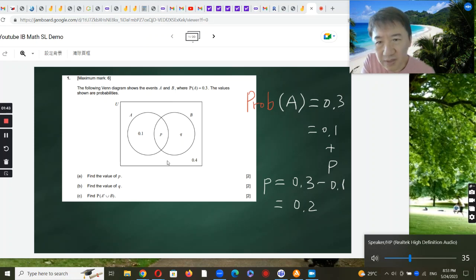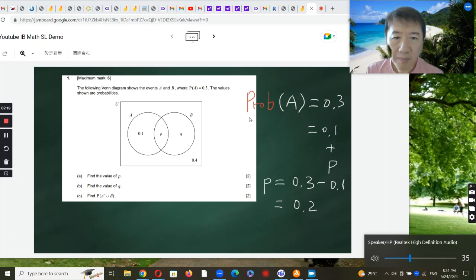So you have a Venn diagram, with event A and event B. The probability of event A is 0.3, which just consists of the number 0.1 here and this p. And then event B is here, and there is an intersection of event A and B denoted by this small letter p. So the first part of the question, 1A: find the value of p.